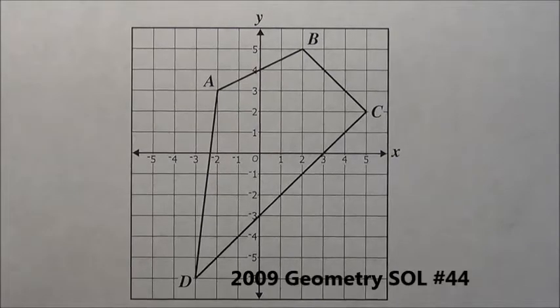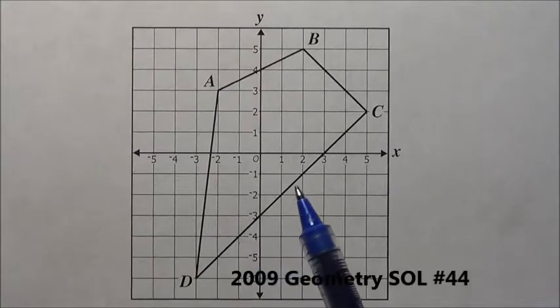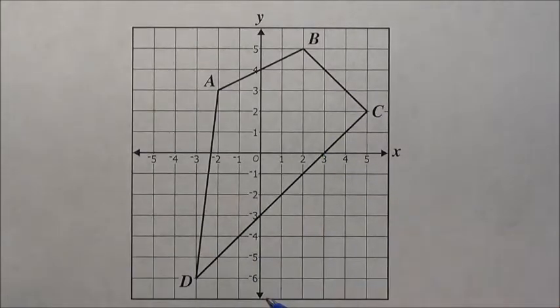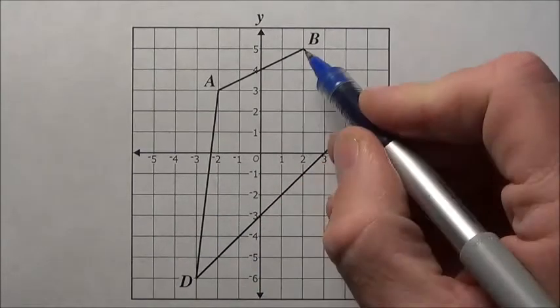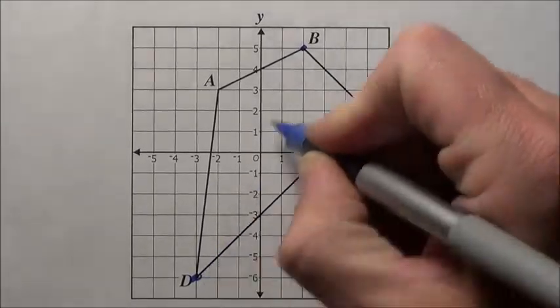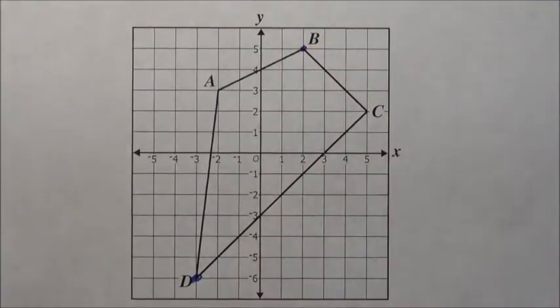Here's problem 44. It's a very common type of problem. It says a quadrilateral is placed on a grid as shown. It asks what the midpoint of BD happens to be. Here's B, here's D. So we've got to find where the dead center is, and we could draw a line and see which of these points it crosses.